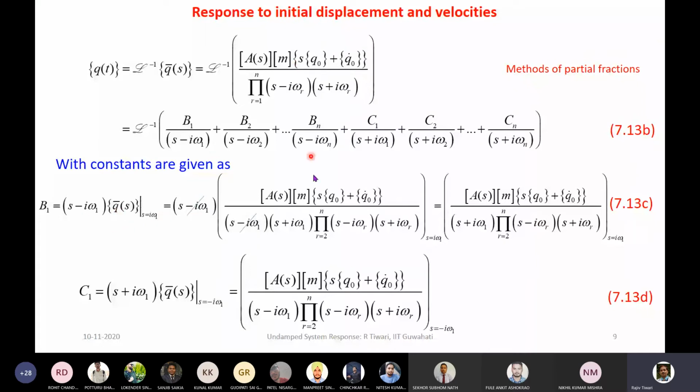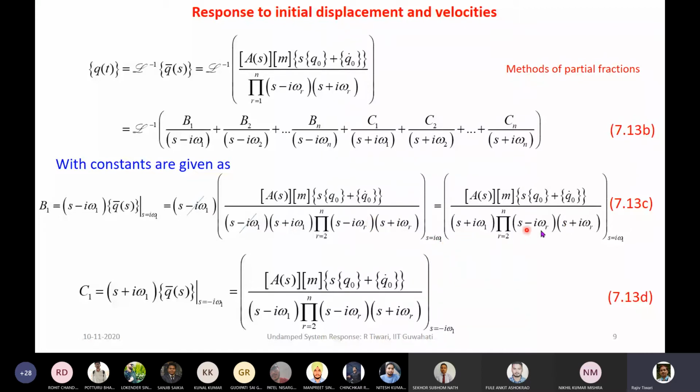Q(s) I have written from here, and you can see initially the multiplication is from 1 to n. So I have started from r equal to 2 to n. One term has been taken outside the multiplication. So now you can see that this is the same as the previous one. Only in the denominator I have taken one term out, and this term and this term will get cancelled. So when we substitute s equal to i omega 1, this will not become 0, because they are getting cancelled.